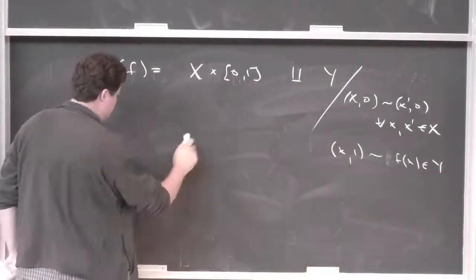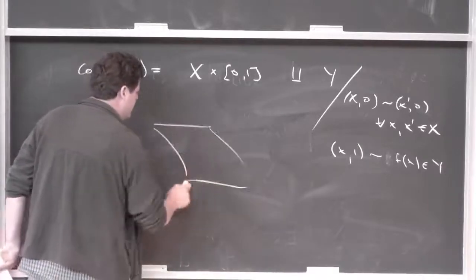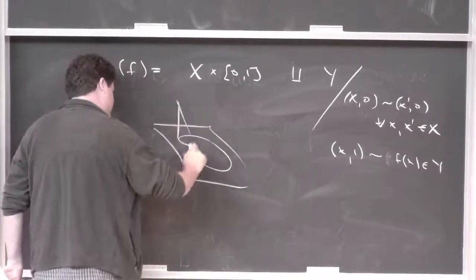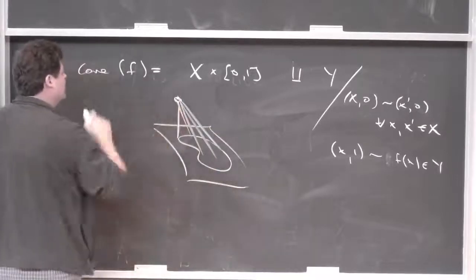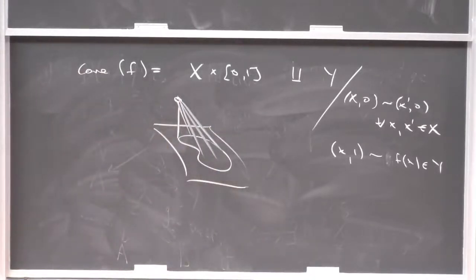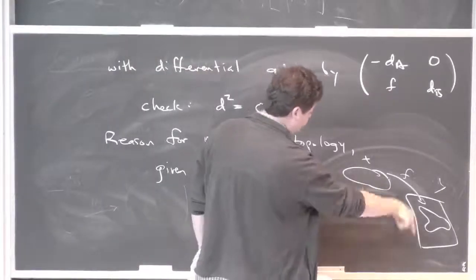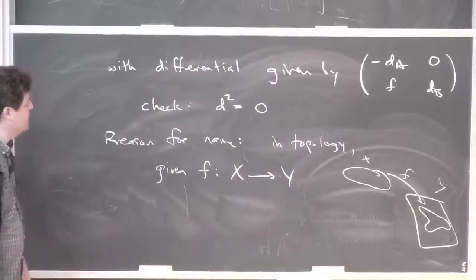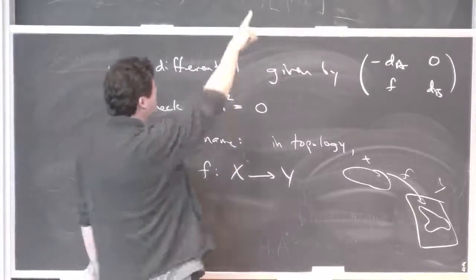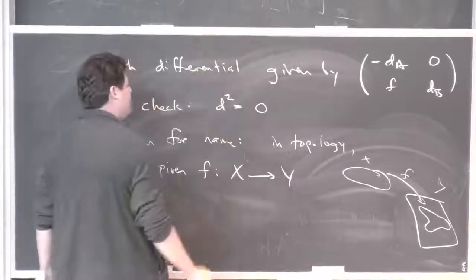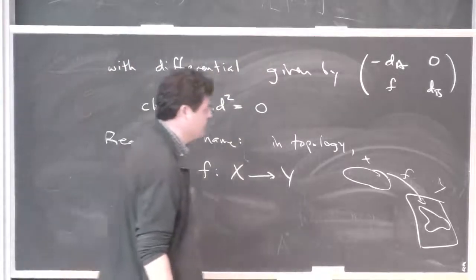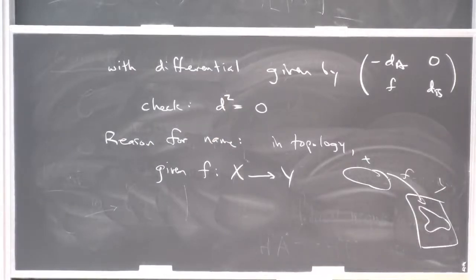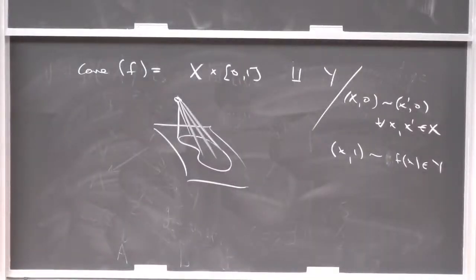And so the picture is you take the cone on f, like that. And then I won't write it, but the fact is that if you take the singular chain complex of X and the singular chain complex of Y, and the induced map f on singular chain complexes, then the cone of that induced map, this homological cone, is going to be quasi-isomorphic to the singular chain complex of this thing. And so that's the motivation, but you can also just use it.